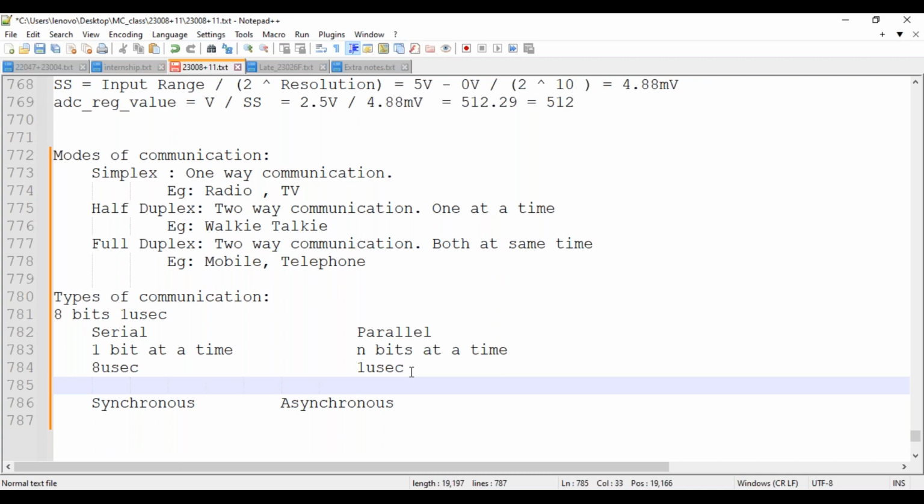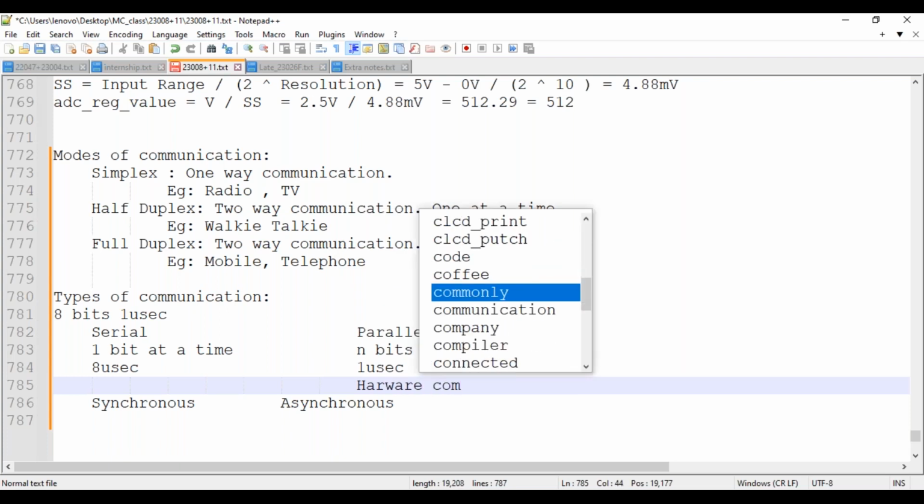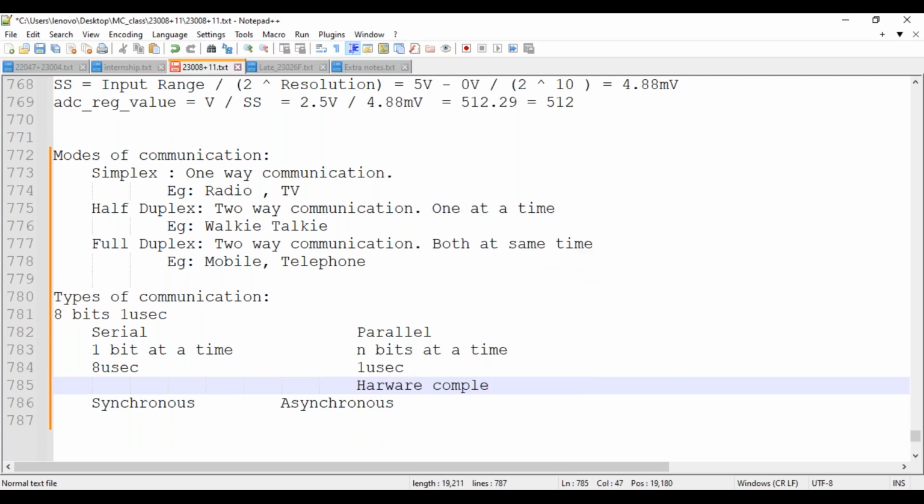So parallel communication has something called hardware complexity. The more bits you want to transmit at a time, the more will be the hardware complexity. For example, if I want to transmit 8 bits at once, I should have 8 data lines to transmit the data. If I have to transmit 15 bits at once, I need 15 hardware lines to have the data transmission done.